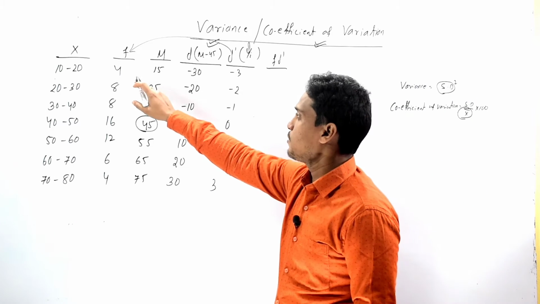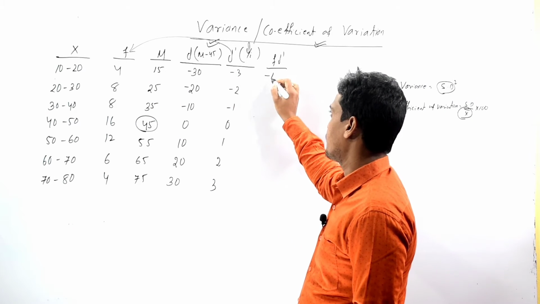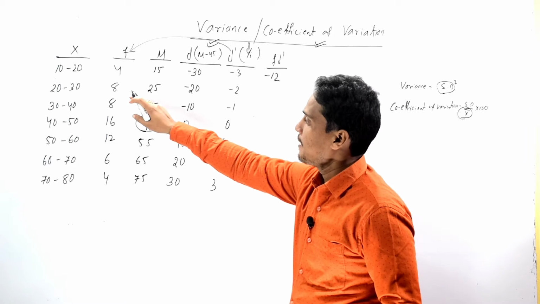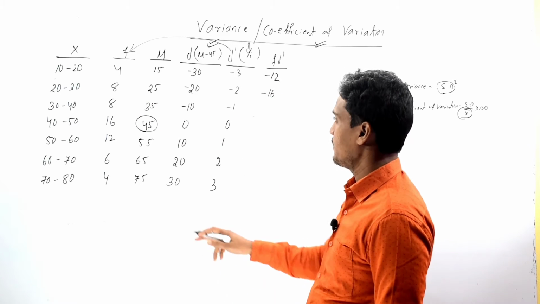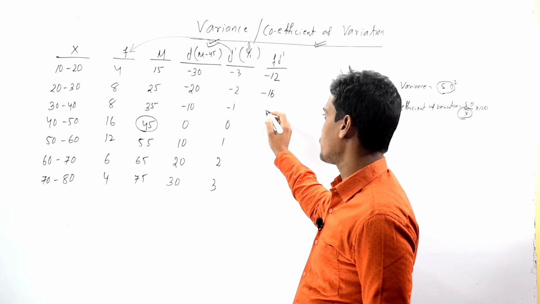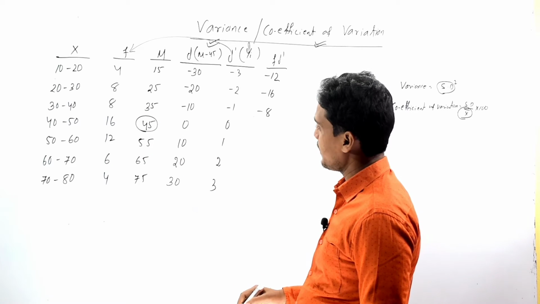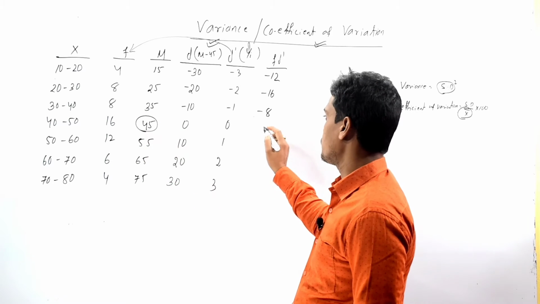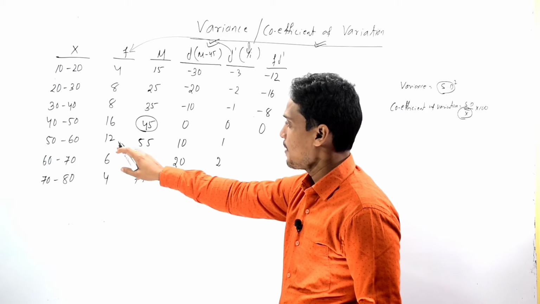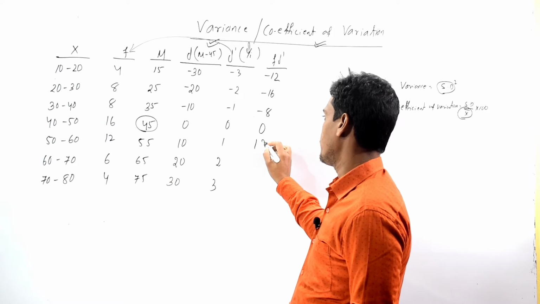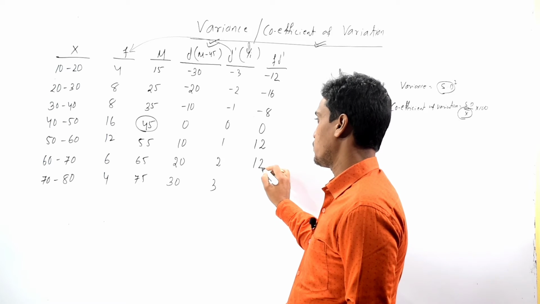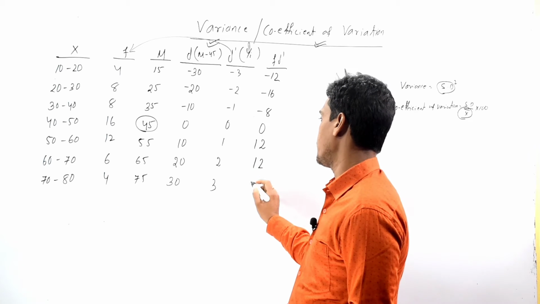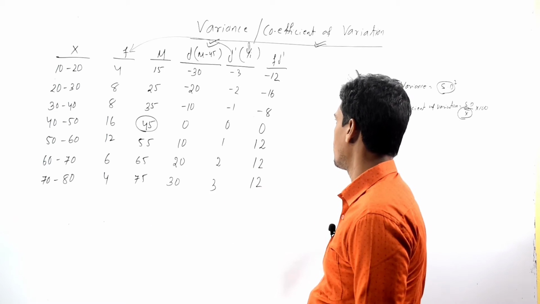Now find out f d dash by multiplying d dash with the respective frequencies, that is 4 into minus 3 is minus 12, 8 into minus 2 is minus 16, 8 into minus 1 is minus 8, 16 into 0 is 0, 12 into 1 is 12, 6 into 2 is 12, 4 into 3 is 12.